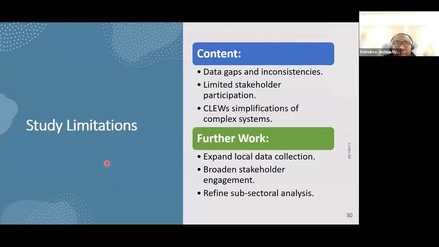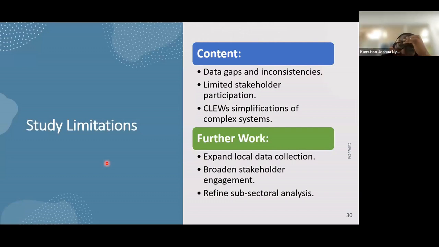Study limitations, we find that data gaps were there and some inconsistencies. So it took a bit of work to ensure that we harmonize data, and of course, limited stakeholder participation. Quite a number, I think over 50 stakeholders were initially engaged, but about close to 35 responded. Then also, we do understand that the CLEWs is a way of simplifying a complex system. So it's key to ensure that we enhance the granularity going forward.